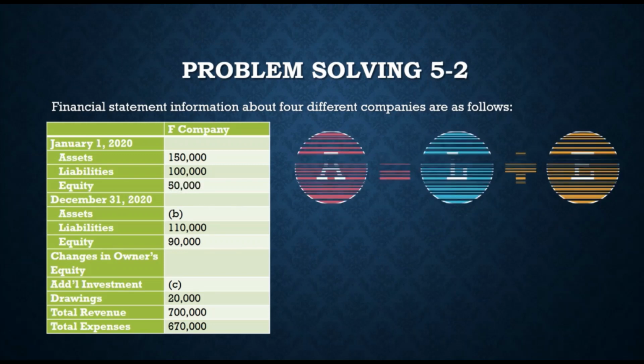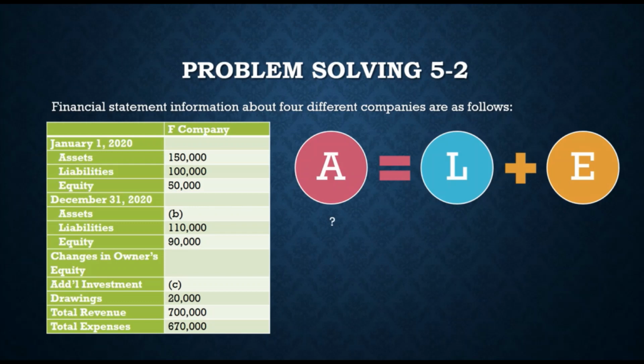So sa letter B naman, ang asset naman yung hinahanap. Meron tayong 110,000 na liabilities and 90,000 na equity. So 110,000 plus 90,000, ang ating asset at the end of the year ay 200,000.